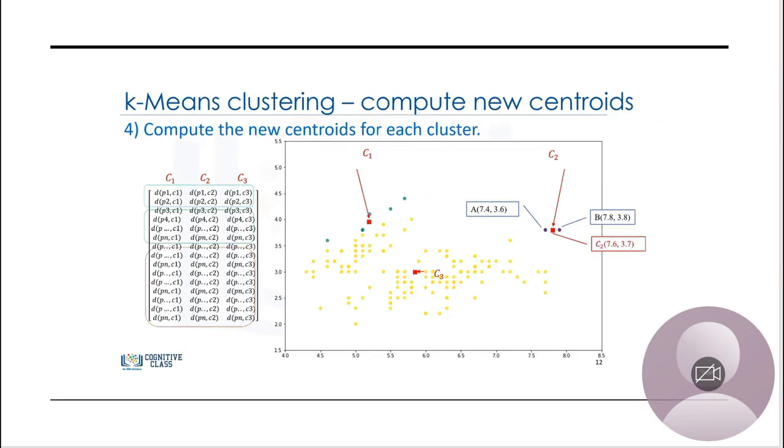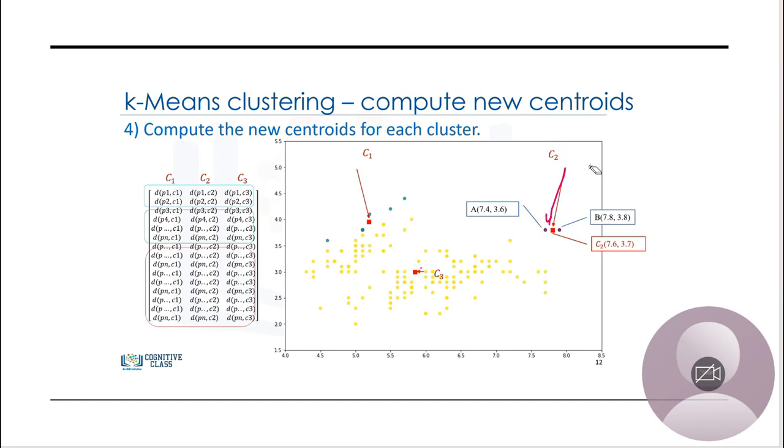Now we need to move the centroid. Remember, centroid number 1 was here, centroid number 2 was here, and centroid number 3 was moved here. We need to move the centroids because we cannot move the data points. Here's how we move the centroids. Let's focus on centroid number 2. We know that centroid number 2 was here, but it was moved here.